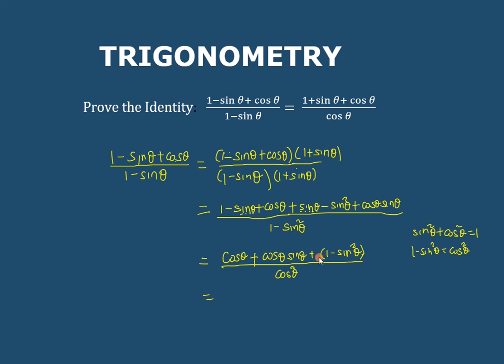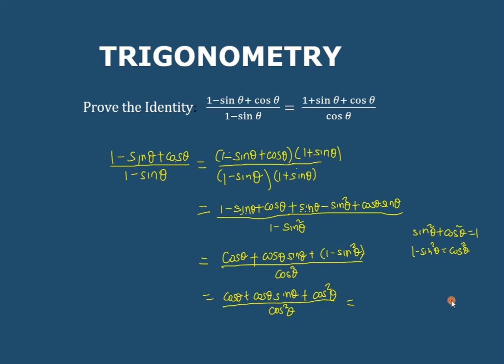And again, 1 minus sine squared theta, which is up there, is still a cos squared. So I can write this one as cos theta plus cos theta sine theta plus cos squared theta. In the place of 1 minus sine squared theta, I have cos squared theta. Everything divided by cosine squared of theta. When I work this out, you can see that each term we can divide through by cos theta.